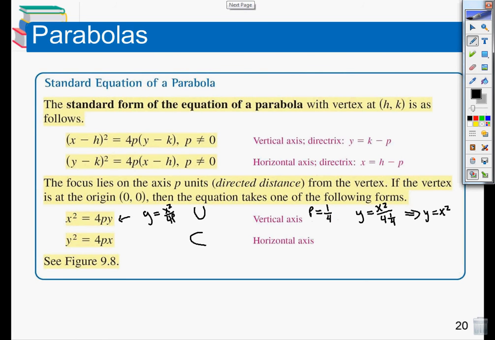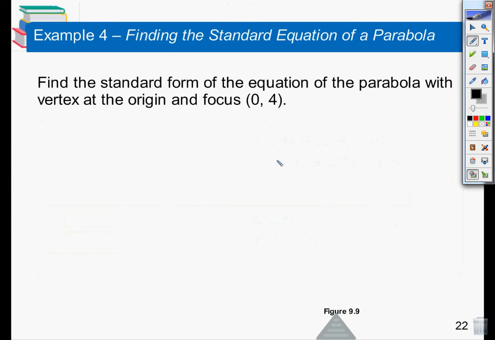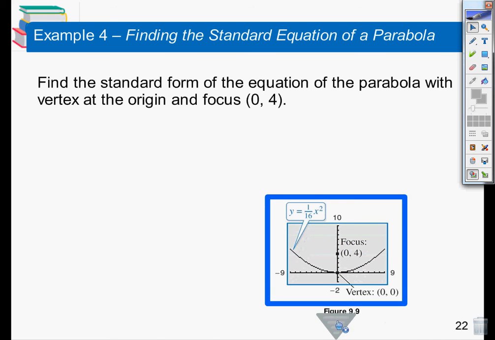Let's look at an example and try to work our way through it. The first thing that we're going to do is find the standard equation of a parabola which is at the origin, which has a focus of (0, 4). All right, so I won't be giving away the answer by showing the graph. Well, I do, but it's fine. So the focus is (0, 4), and we know that the parabola is centered at the origin. Ignore this for now. That was the answer.